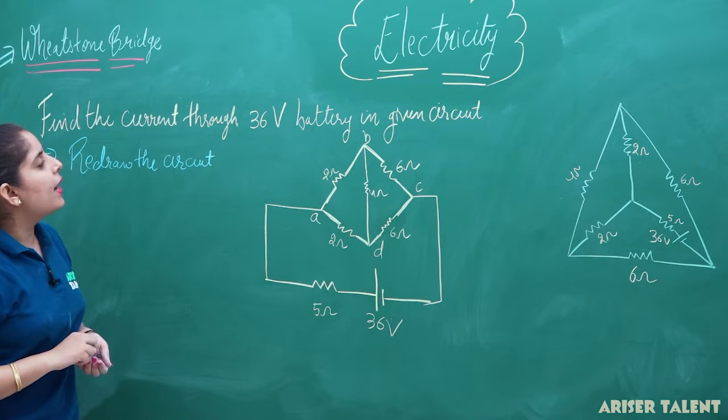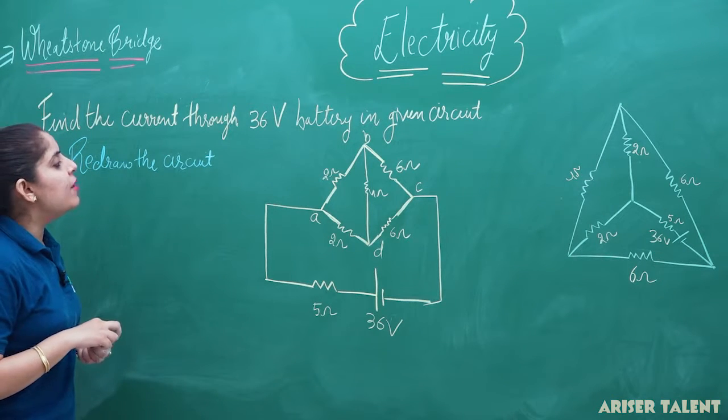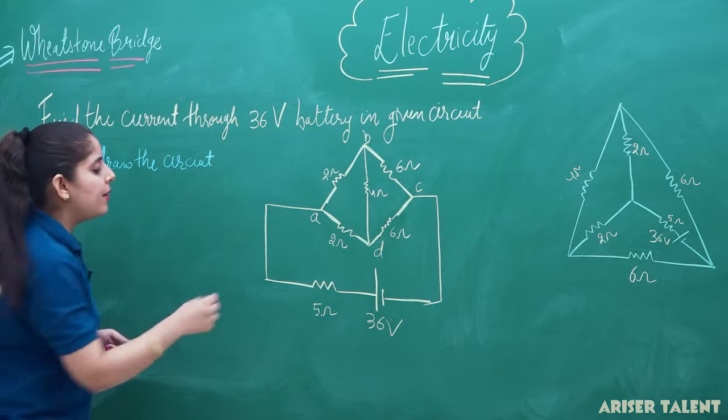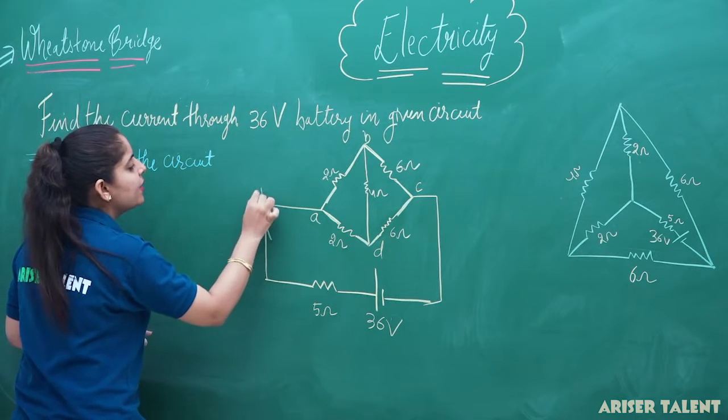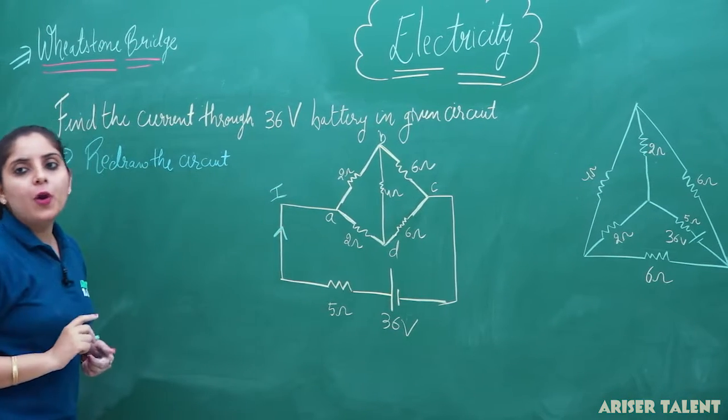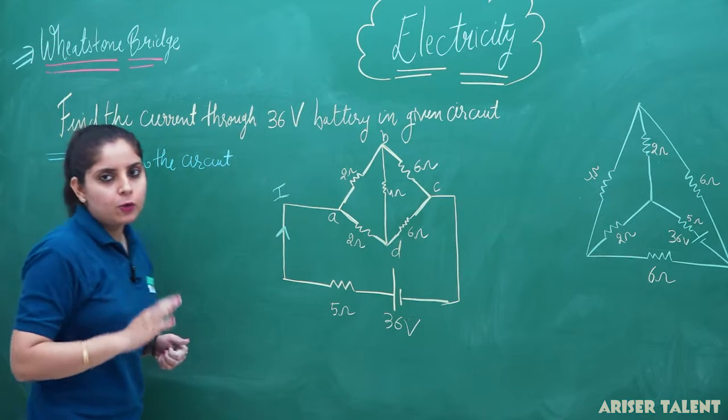Now what do you have to find? You have to find the value of current through the 36 volt battery. Suppose from this battery the current I is flowing, what you have to do? We have to just find the value of that current.